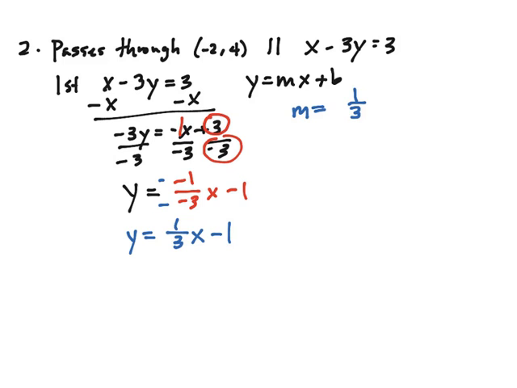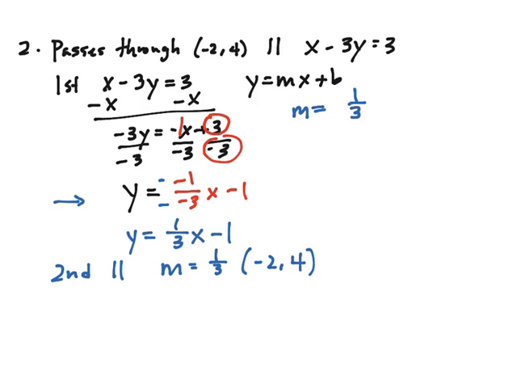Okay, now let's look at our second line. Our second line is parallel to this first line. So that means that our slope is going to be the same. Okay, now, and it passes through negative 2, 4. Okay, so I'm running out of space, so let's go ahead and move that. So m equals, what was it, 1/3, and it goes through negative 2, 4. Let me just check. 1/3.